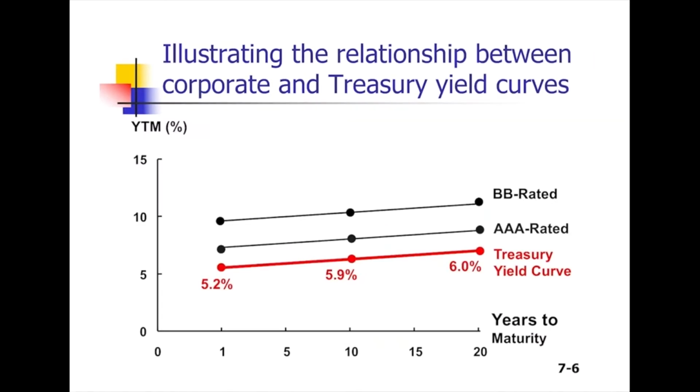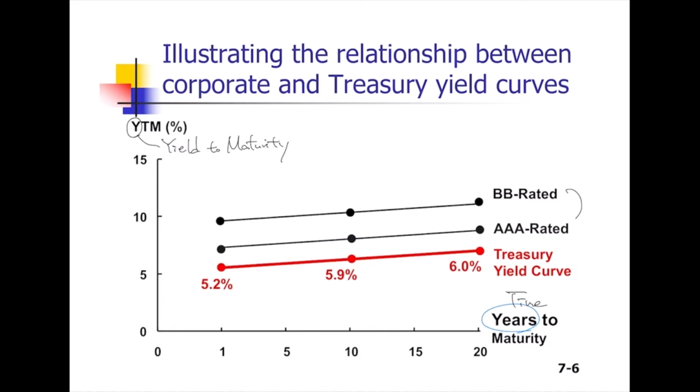The slide shows a graph illustrating the relationship between the corporate and treasury yield curves. As I mentioned before, in the term structure, the x-axis is time to maturity, right? So the years are time to maturity, and the y-axis is YTM. This Y is yield, right? Yield to maturity. What is the relationship between the yield curve of treasury bonds and the yield curve of corporate bonds?